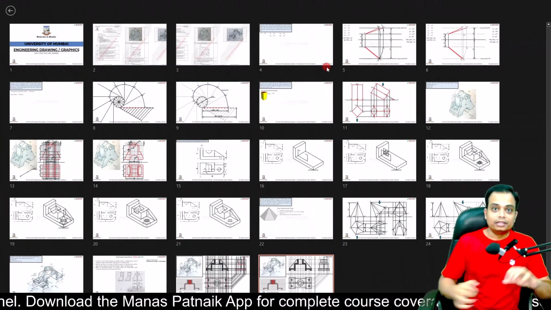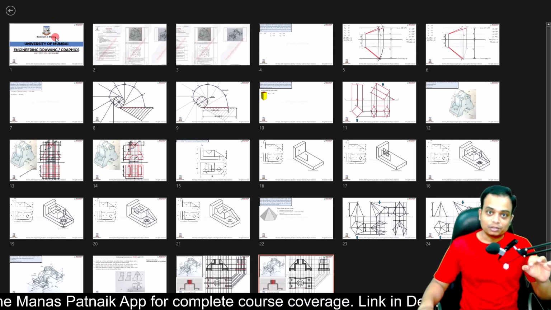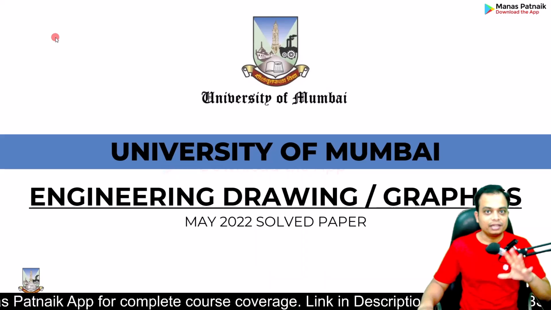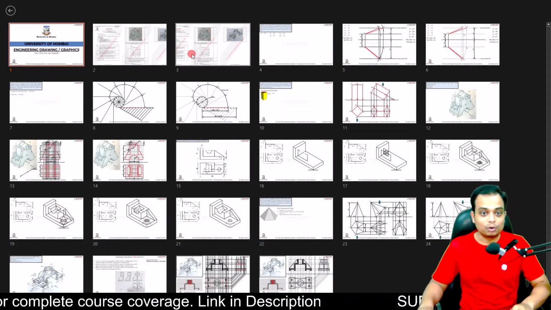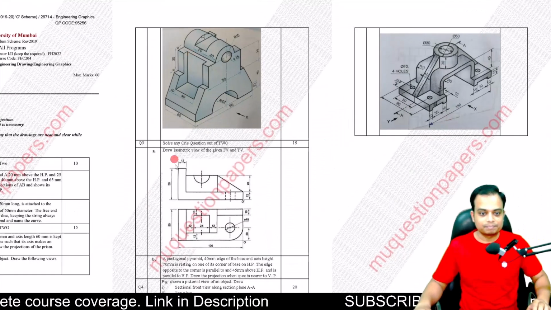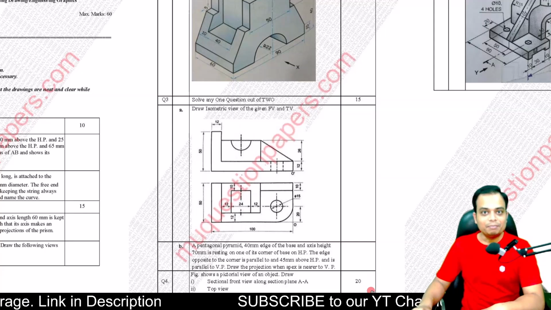Okay, so this is going to be the final problem, final question from this question paper of University of Mumbai, engineering drawing. Here we go. The problem is going to be very, very interesting. I want all of you to have a look at this. Here it is. Question number 4. And by the way, this is of 20 marks.